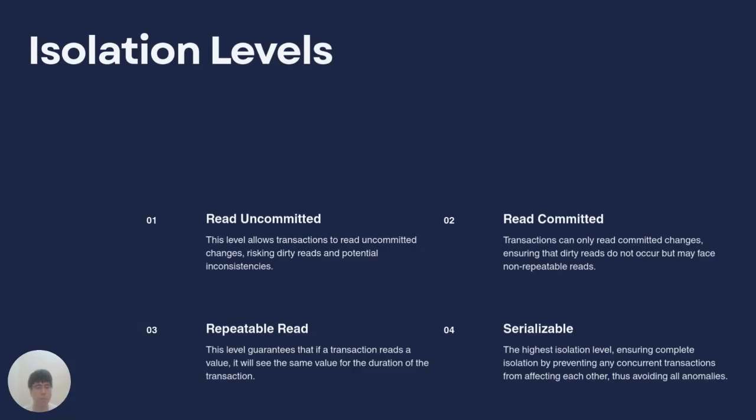Today, I would like to talk about two key concepts in database transactions, that is isolation levels and deadlocks. First, let's look at isolation levels, four levels that govern how transactions interact. Read uncommitted lets transactions read uncommitted data, leading to dirty reads. Read committed only allows reading committed data but may cause non-repeatable reads. Repeatable read ensures a transaction sees the same value throughout its duration, and serializable, the highest level, prevents all concurrency anomalies by isolating transactions completely.